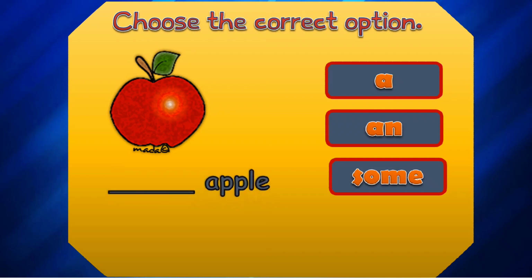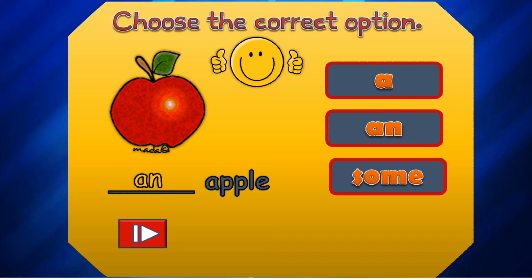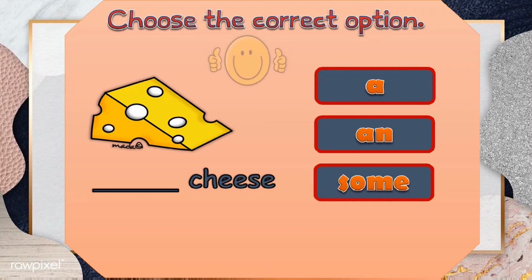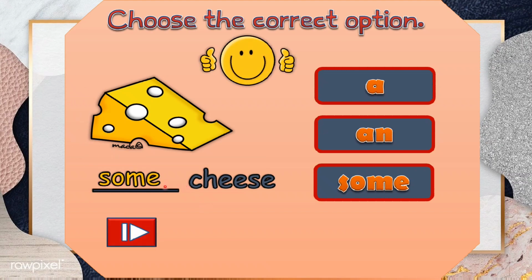Okay, next we have this one. This one is only one, right? So apple. Apple starts with a vowel sound, so we will use an. Very good. An apple. Next we have cheese. We cannot count the cheese, so it's an uncountable noun. So we will use some cheese. Very good. Some cheese.